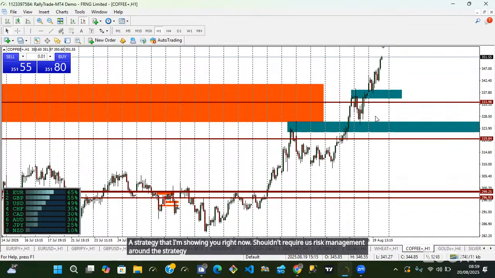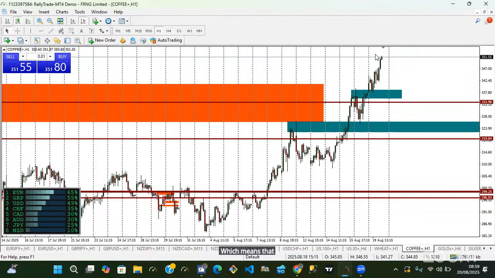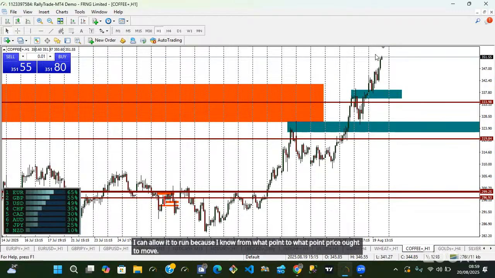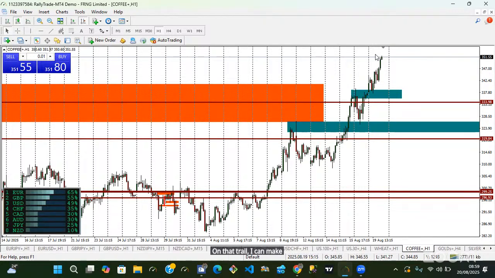Then trading requires some level of psychological toughness, which means that if I enter the trade, even when it's going to profit, I shouldn't just snap out my profit. I can allow it to run because I know from what point to what point price ought to move. This is how you make massive profit. So instead of me to make 10,000, 20,000 on that trade, I can make 50, I can make 100. If the lot size is higher, I can make 200, 300, 500.